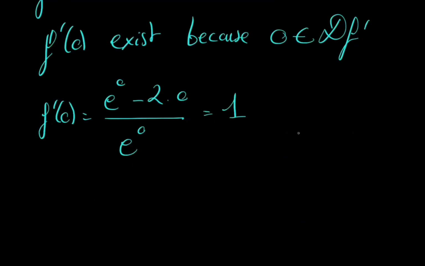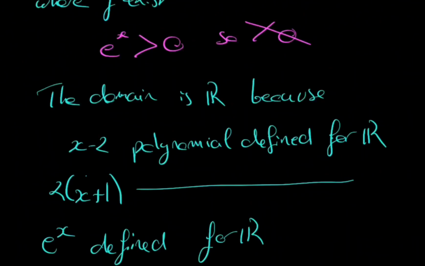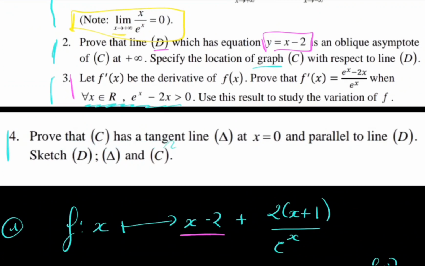So we've got something like, if the function is like this in 0, so a tangent line with a rate of 1. With a rate of 1. So now we just proved that C has a tangent line delta at x equal to 0 and parallel to line D.